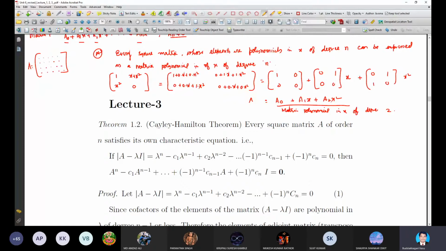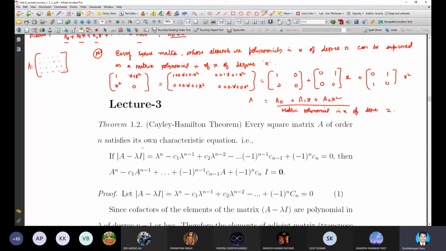The statement of the Cayley-Hamilton theorem says that every square matrix A of order n satisfies its own characteristic equation. Please see it here. Every square matrix A of order n satisfies its own characteristic equation.